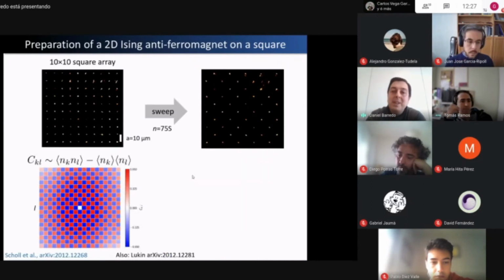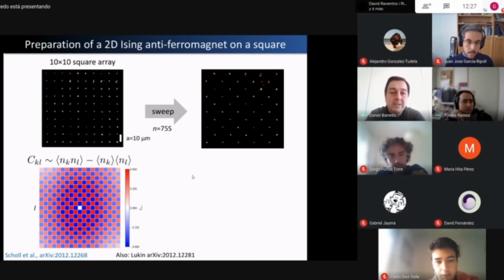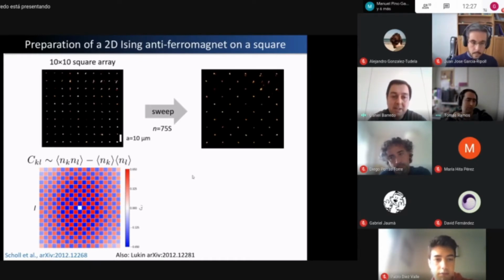Another quantity that we can look at is the pair correlation function, which tells you basically the probability to find an excitation at position k, provided that you already have another excitation at position l. So there is positive correlation when you have 2 spins up, and negative when it is 1 up, 1 down, and what you see is the same kind of staggered pattern. It tells you that what you prepare is very close to the ground state of the system.